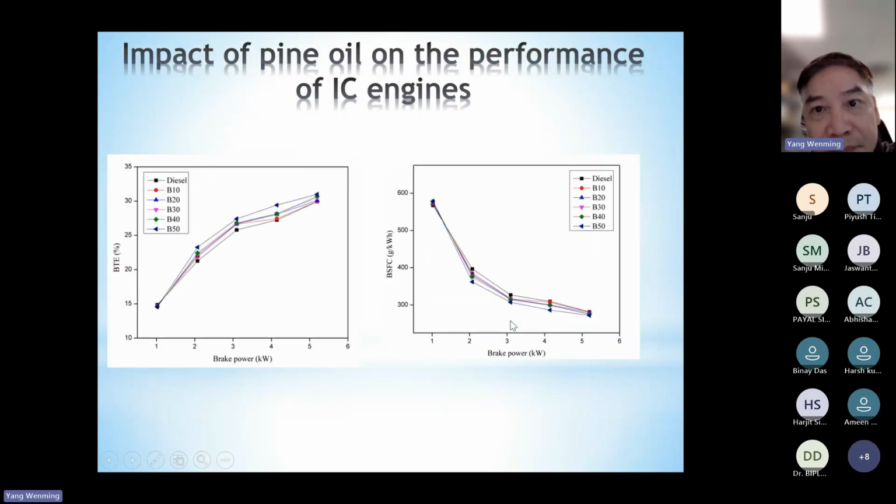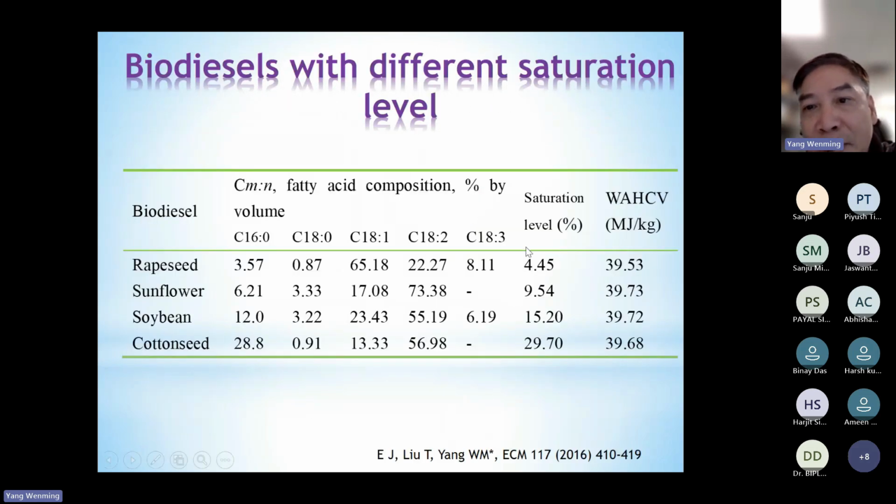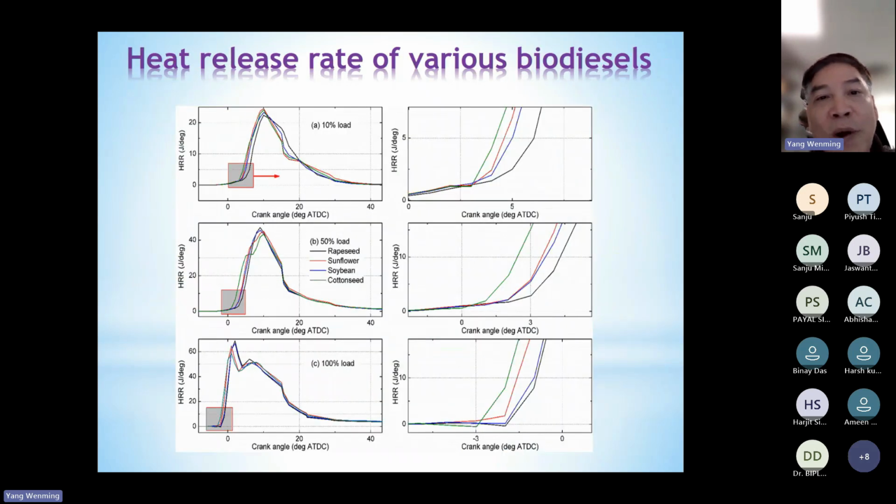Because with the increase of saturation level, the percentage of these two components will increase. These two compositions don't have a double bond, so they break more easily. The combustion process will be better, correct? So the higher saturation level usually has a better combustion process. Not always, but generally, higher saturation level means a better combustion process. That's why the fuel with the lowest saturation level has the longest ignition delay time, correct?